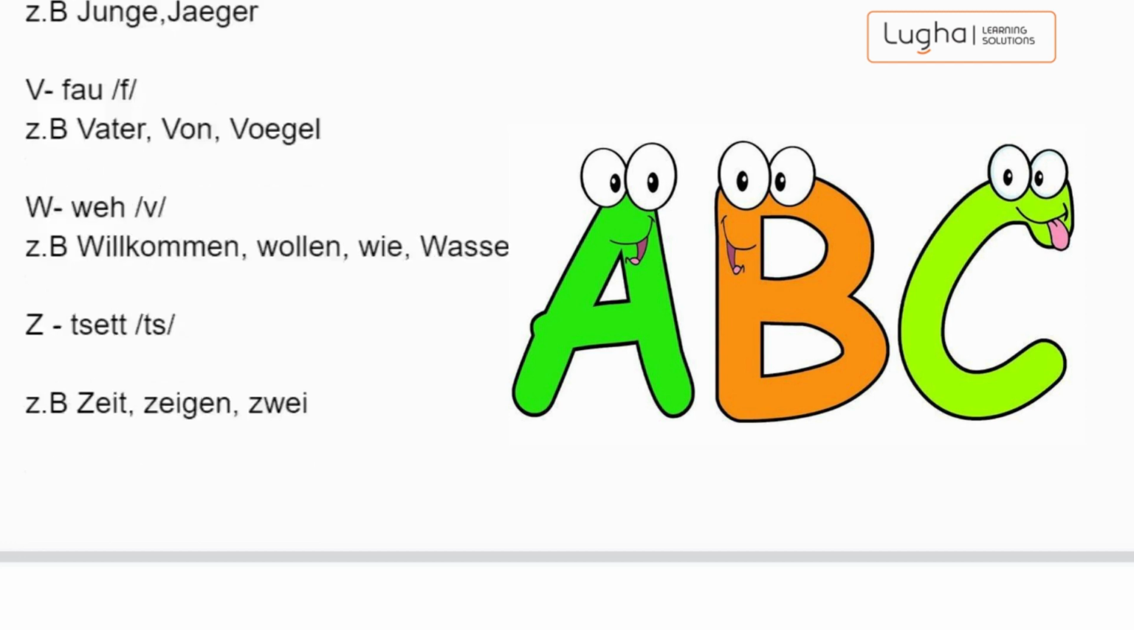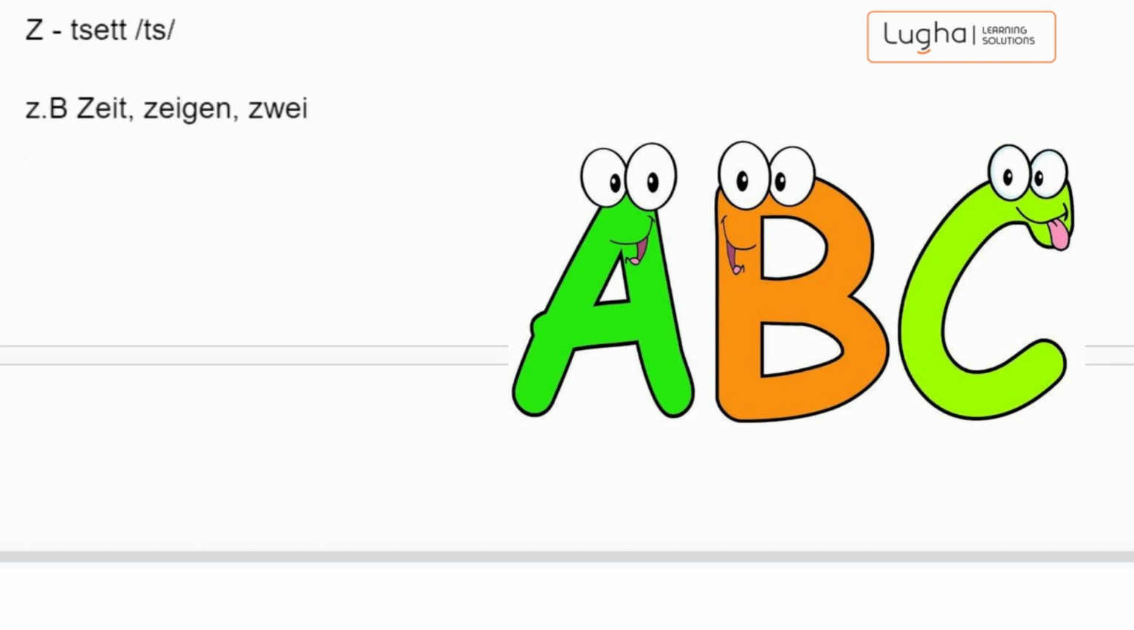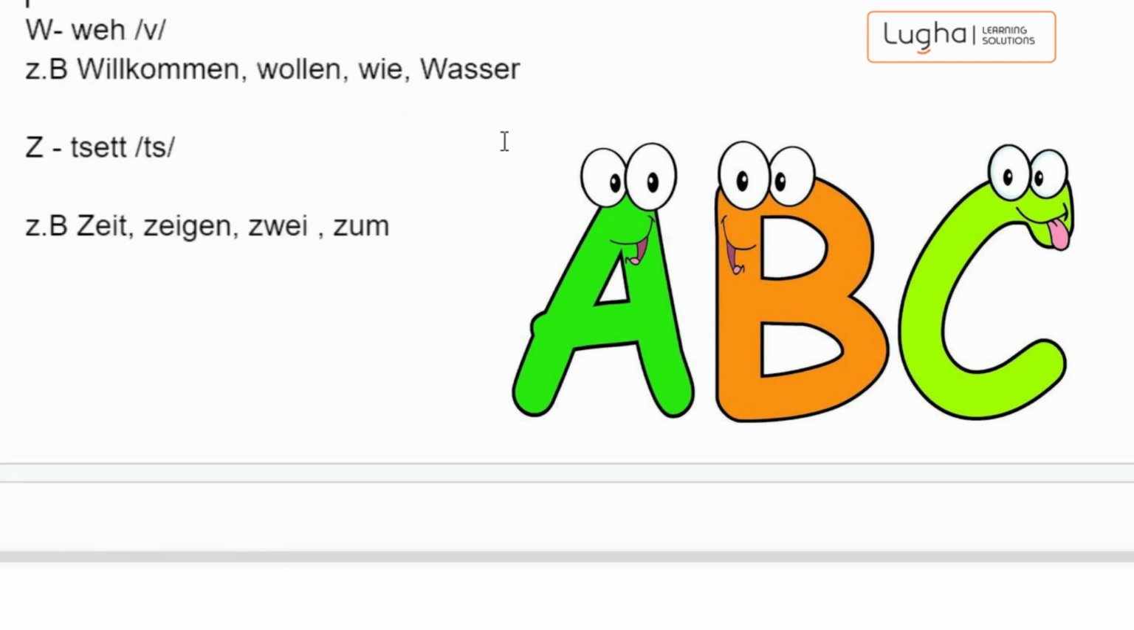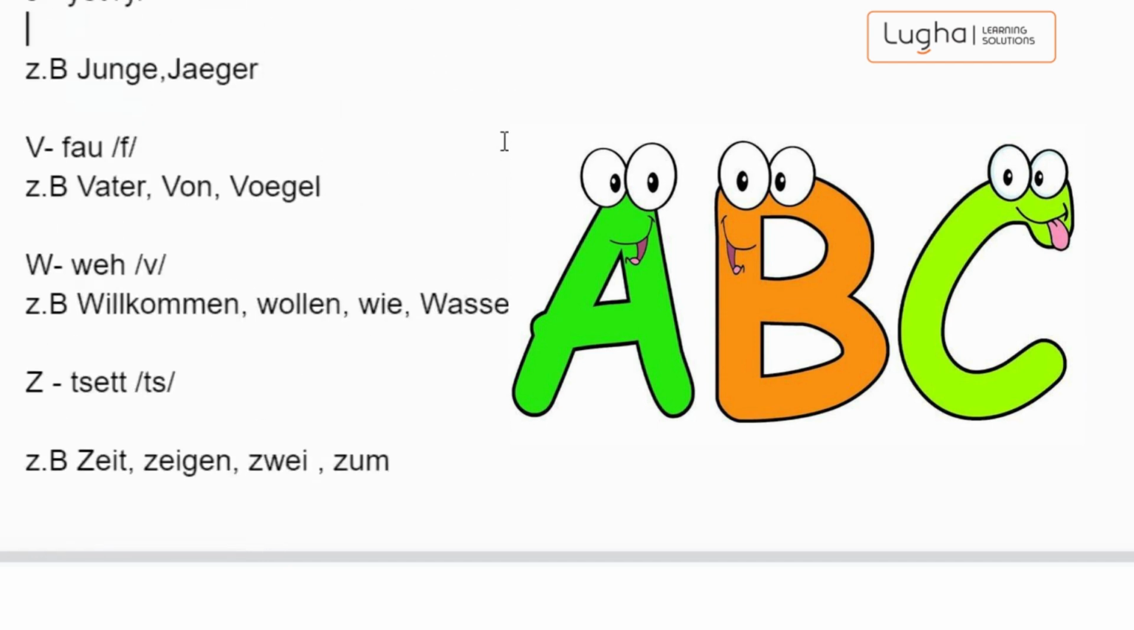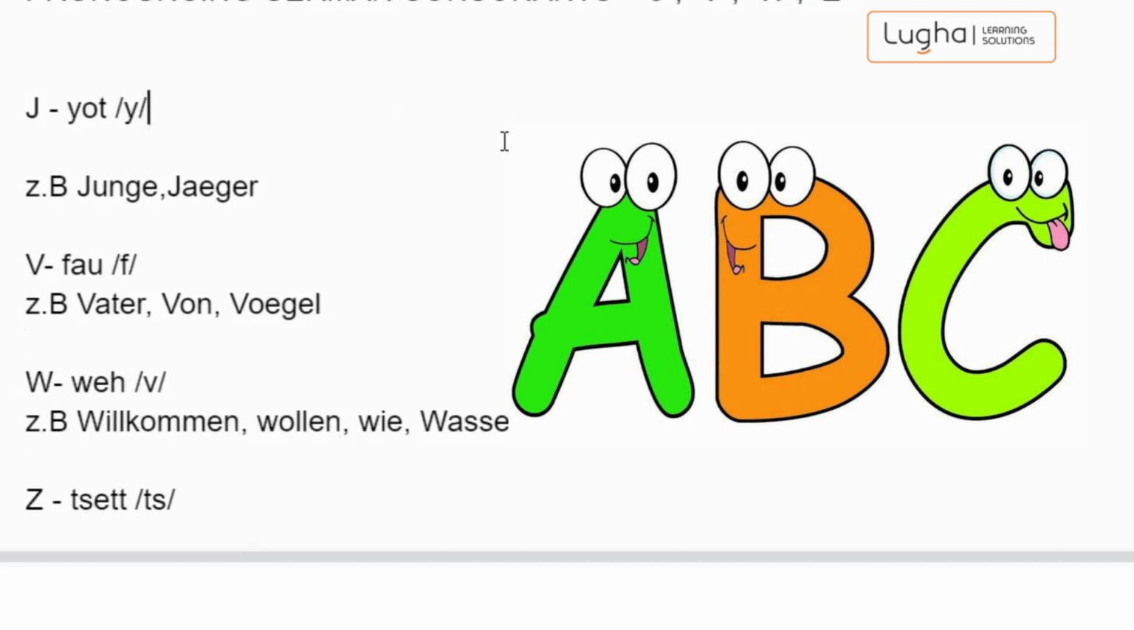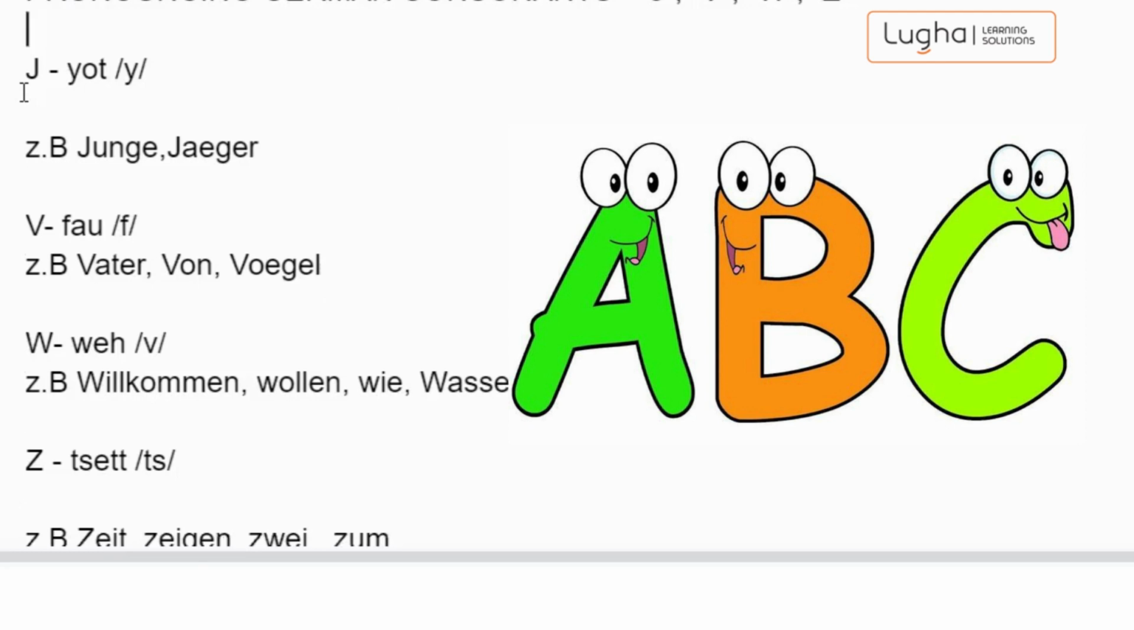And then Z is called Zet. And we said that we pronounce it as TS. Zum Beispiel, Zeit, zeigen, zwei, and this word that I have been saying this whole time, zum. Okay? So that's why I've been saying zum Beispiel, with a TS sound. Please ensure that you keep going over this over and over again and practice as much as possible so that it now becomes reflexive.